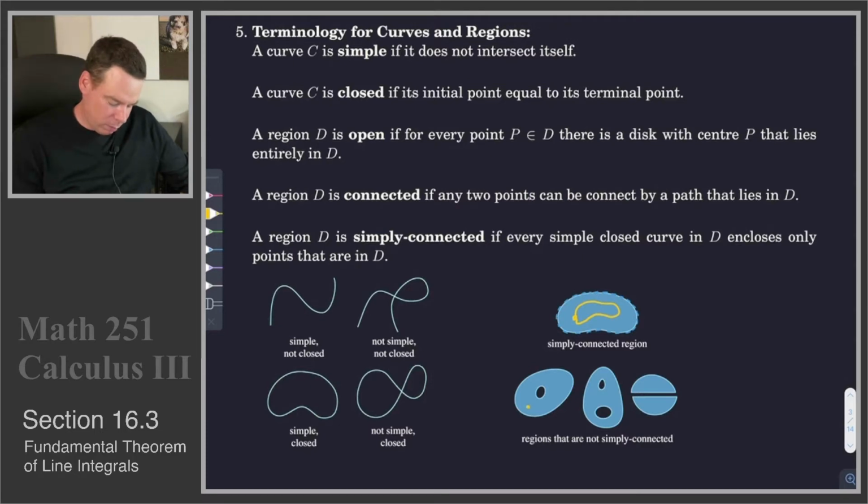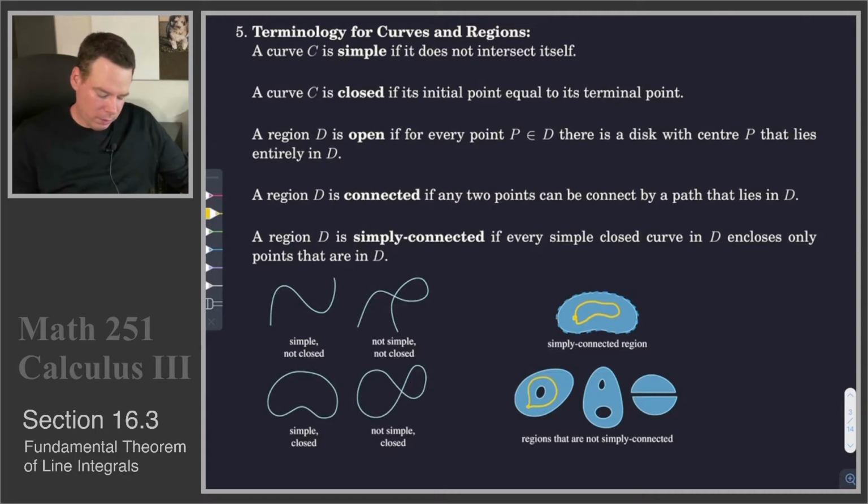Whereas this one in the bottom left, I could find a curve that when I draw it, it's a simple closed curve, but it doesn't enclose only points in D. There's this sort of hole in the region D which doesn't have points in D, and that's interior to, or on the inside of, our curve. And so this region is not simply connected. We can sort of think of simply connected as just meaning there are no holes in it.